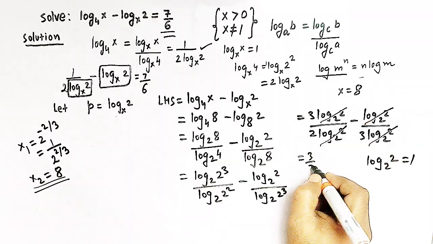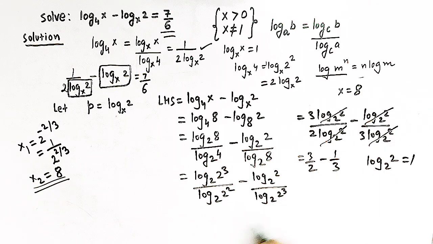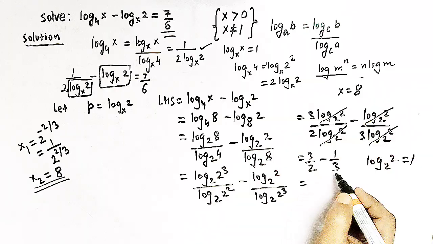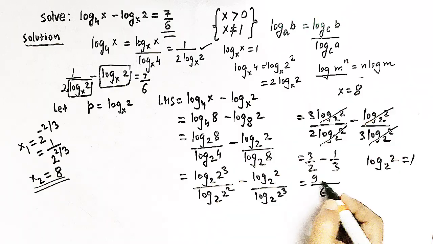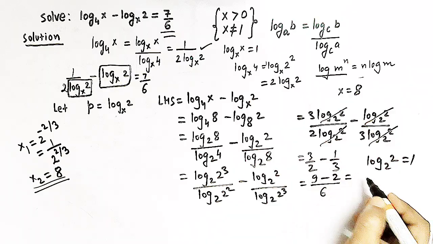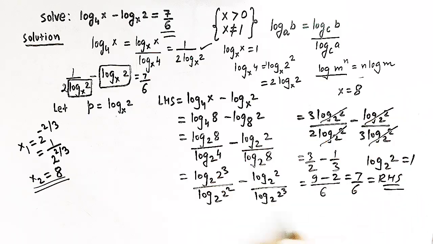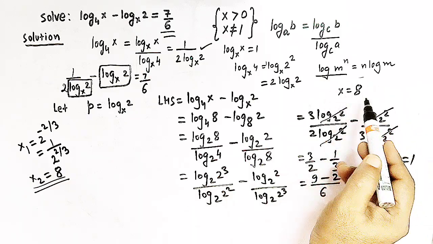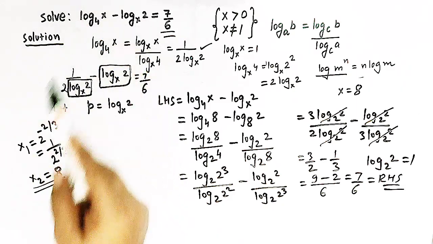So we have simply 3 over 2 minus 1 over 3. So now we can take the LCM here. So we have 6 as the LCM, and here we have 9 minus 2, that is 7 over 6, which is equal to the right hand side. So this value of x, that is equal to 8, it also satisfies this equation.